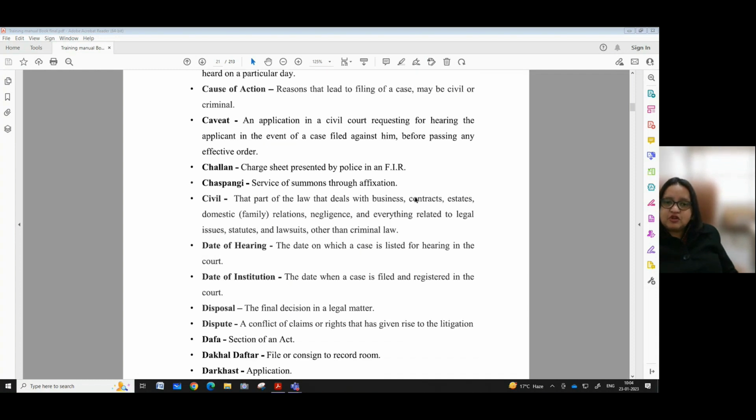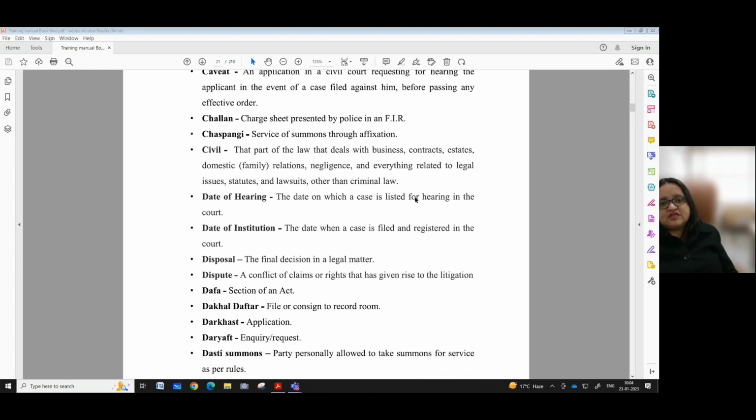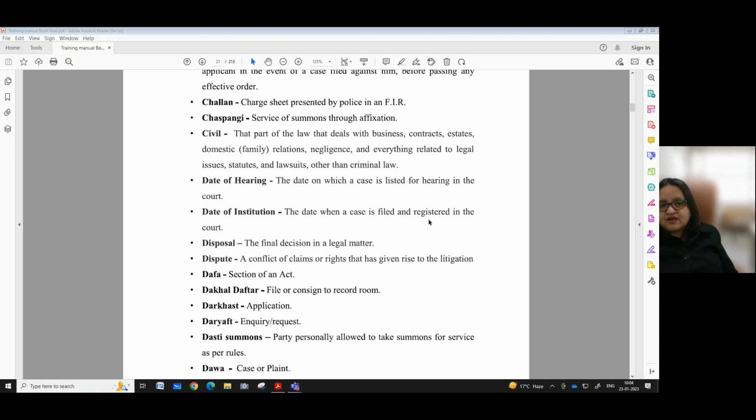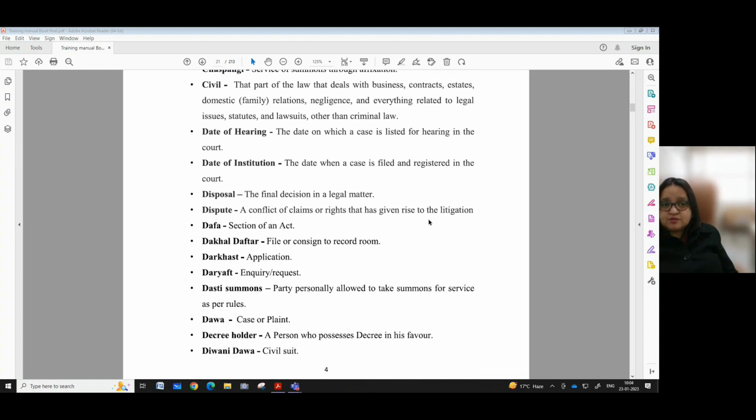Civil, that part of the law that deals with business, contracts, estates, domestic, family relations, negligence, and everything related to legal issues, statutes, and lawsuits other than criminal law. Date of hearing, the date on which a case is listed for hearing in the court. Date of institution, the date when a case is filed and registered in the court. Disposal, the final decision in a legal matter. Dispute, a conflict of claims or rights that has given rise to the litigation.